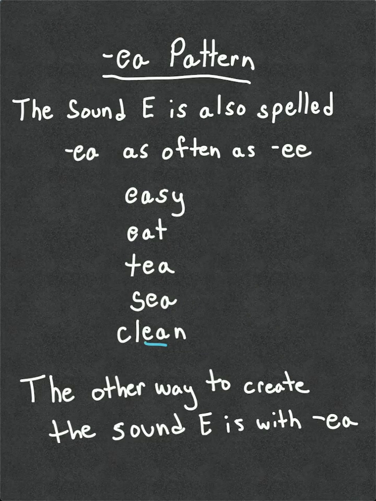Now, we're transitioning into the EA pattern, and this is where the flaw becomes apparent: when we hear E say its name, at least in a single syllable word, yes, it is often spelled EE, but it's just as often spelled EA, as in the words easy, eat, tea, sea, clean. So the pattern is, if it's not spelled EE, it's probably spelled EA.